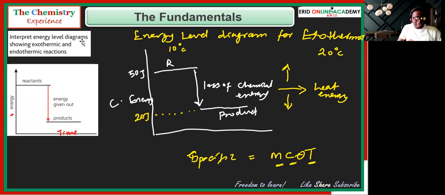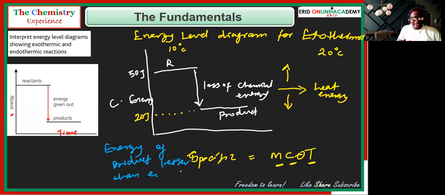So basically, if we are to make a summary here for the energy profile, we'll just say that the energy of product is lesser than the energy of reactant for exothermic. That is the summary of the energy profile for an exothermic reaction.